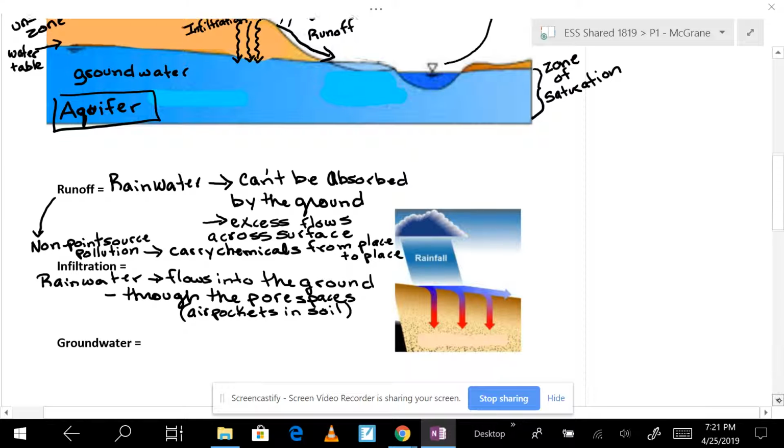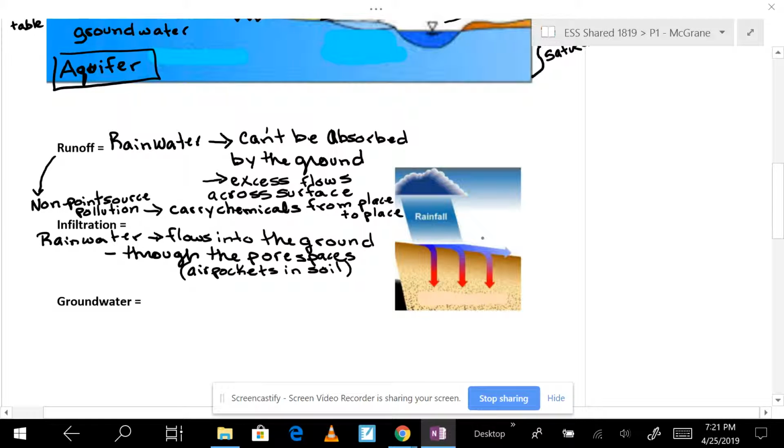All right, great. Let's go ahead and look at groundwater. And we can see over here, if we want to go ahead and label this, this is called runoff. And then this would be your infiltration. All right, groundwater, water absorbed by the ground. It's absorbed into the ground.